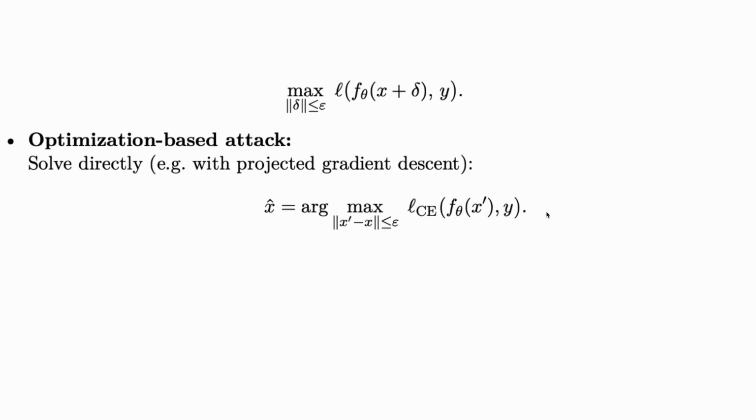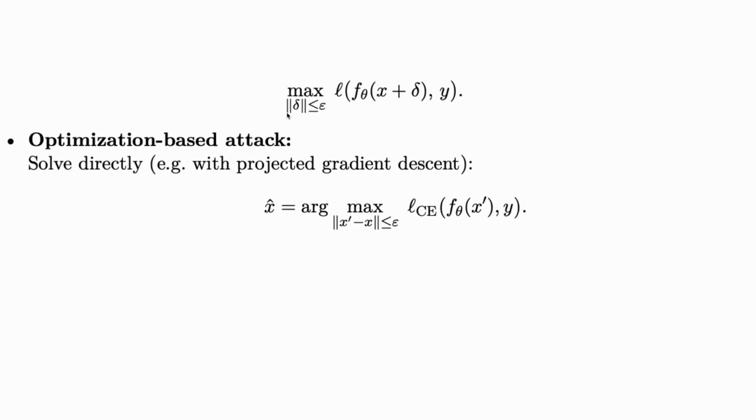So basically you can add an extra term in your loss where you minimize the mean squared error between x prime and x. So that's one way to do it. Or the other way to do it is explained here with projected gradient descent.